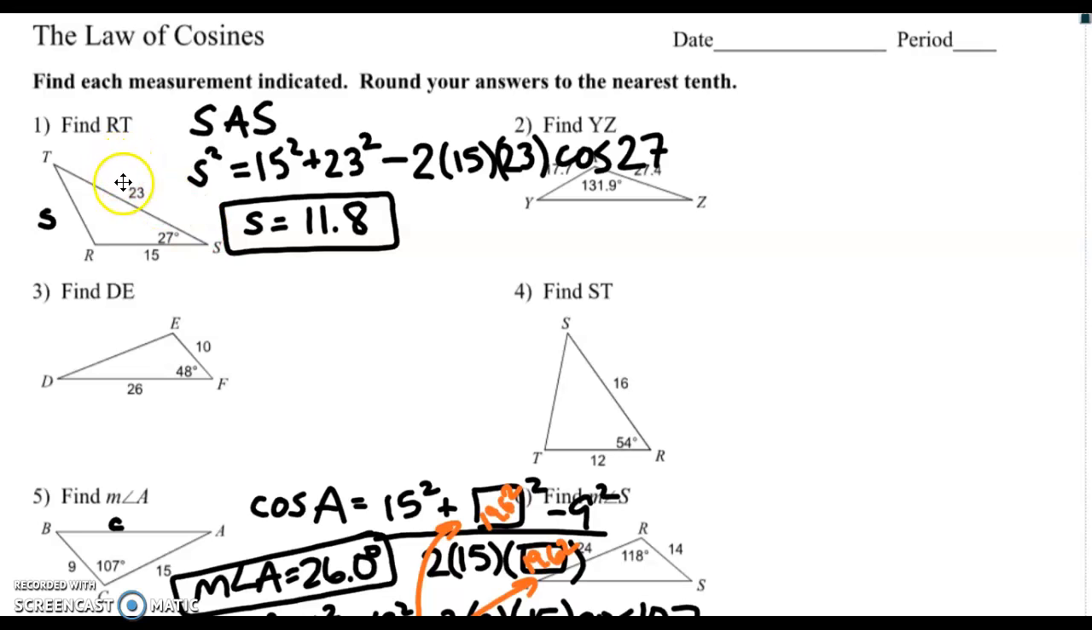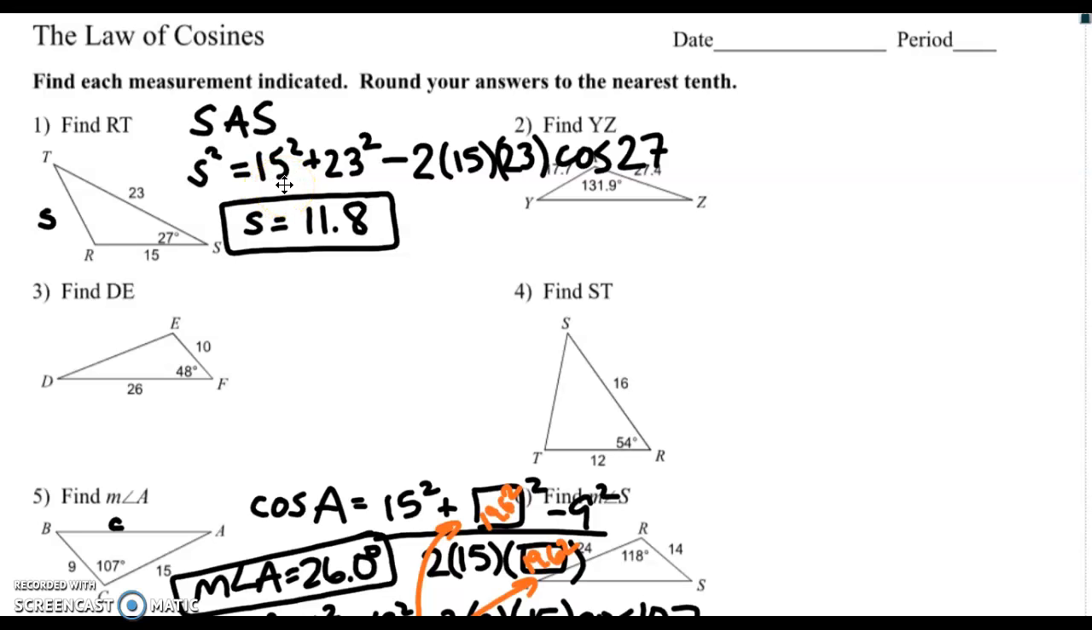Okay, so in number one, we can see we don't have a right triangle. This is an oblique triangle. It's a side angle side triangle because the angle is smushed in between the two given sides. We are looking for a side length from R to T, which is across from angle S, which would make this side little s, which is what I use in my formula. So since I'm looking for a side length, I use the side length formula for the law of cosines.